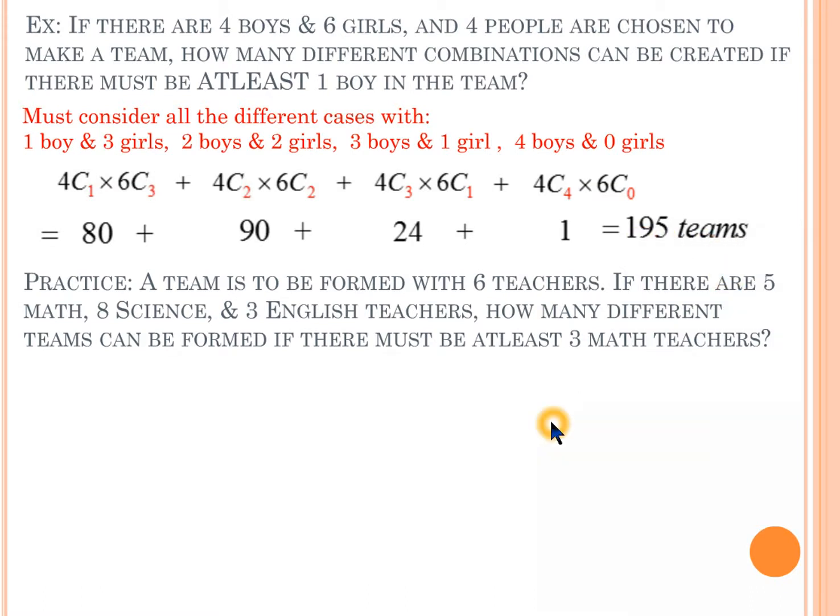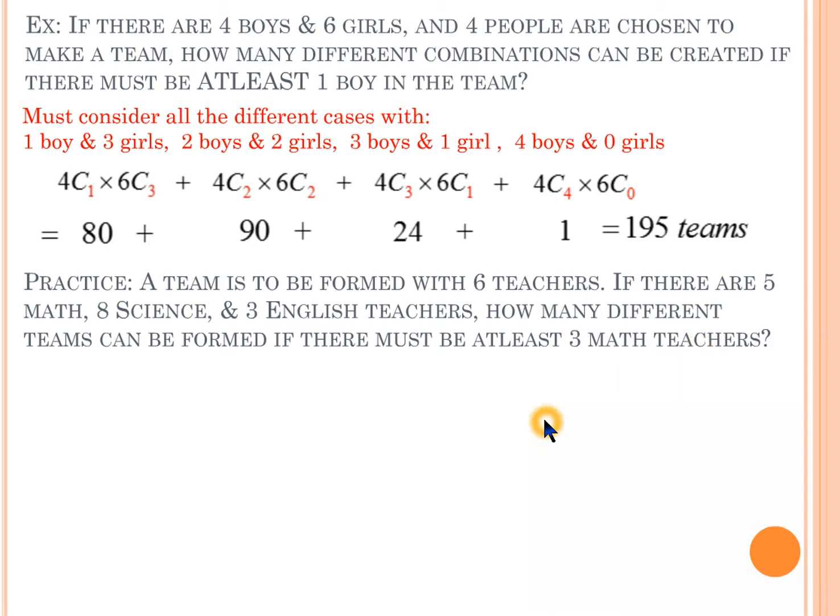All right, let's go on to another similar problem here. A team is to be formed with 6 teachers. If there are 5 math teachers, 8 science teachers, and 3 English teachers, how many different teams can be formed if there must be at least 3 math teachers? And hopefully Mr. Yoon will be part of the 3 math teachers. So we need to have at least 3 math teachers.